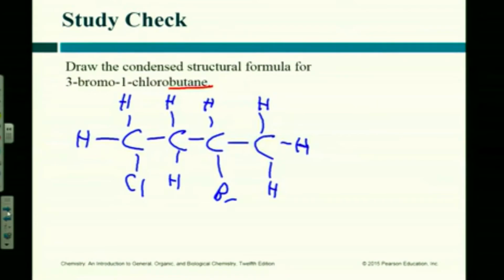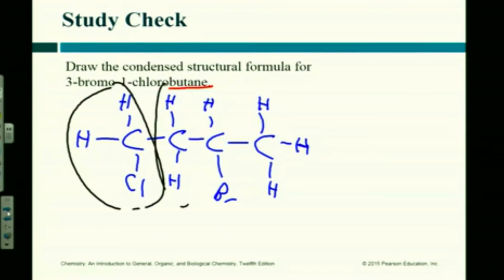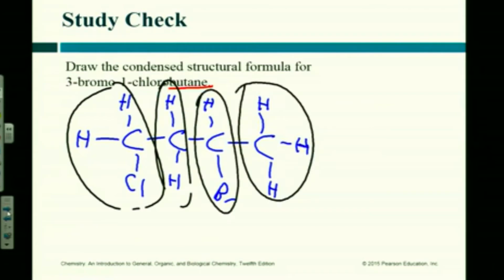They want the dashes too? Yeah, because the dash means what? Bond. They're connected. Now this is the expanded structural formula. If I want to write the condensed, which it asks for, condensed would mean what? CH2Cl, CH2, CHBr, CH3.